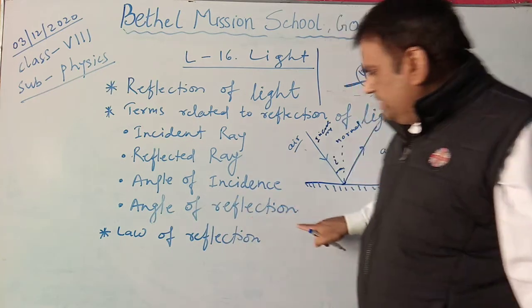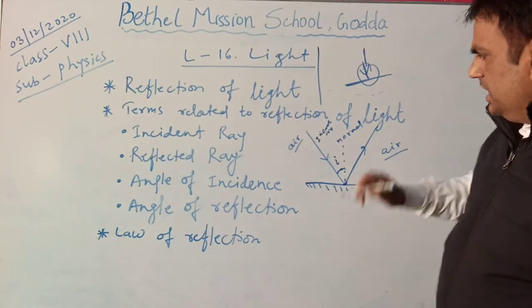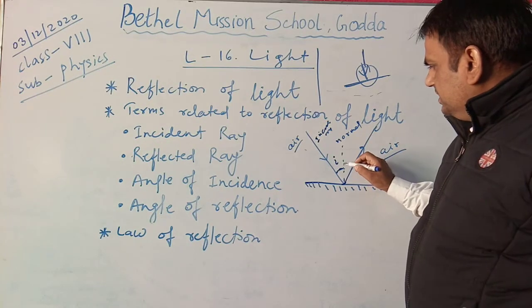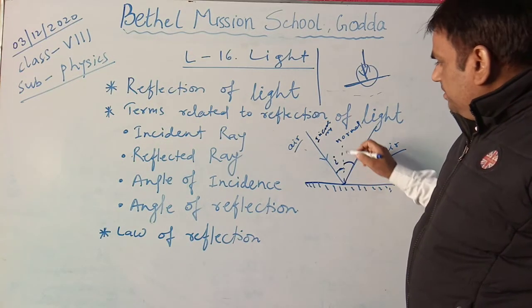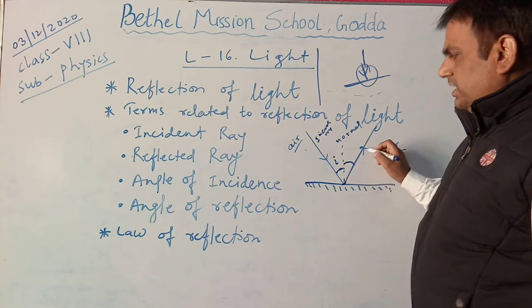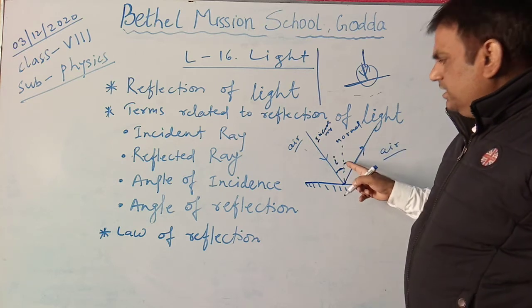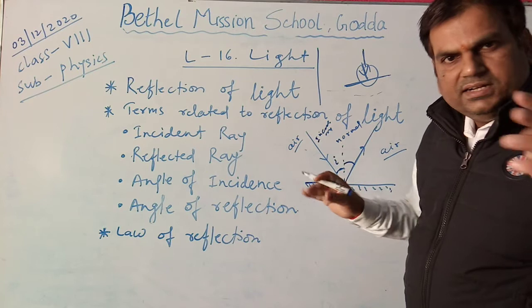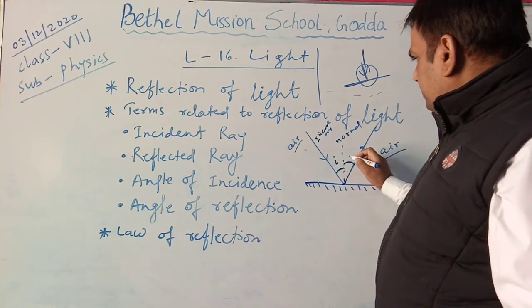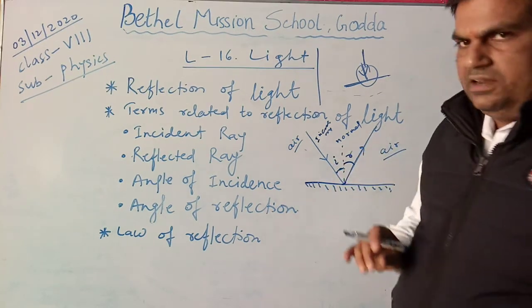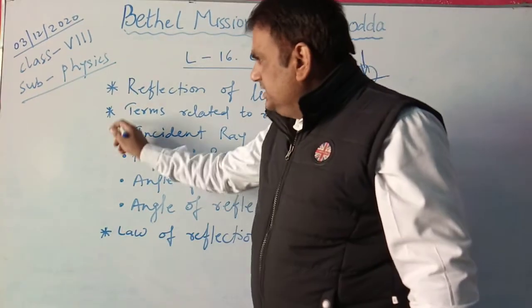Angle of reflection. What is the angle of reflection? The angle between the normal and the reflected ray is known as the angle of reflection, and this is denoted as R. So these are the terms.